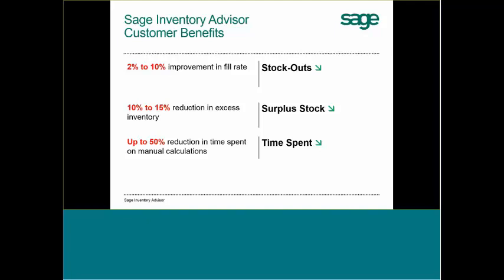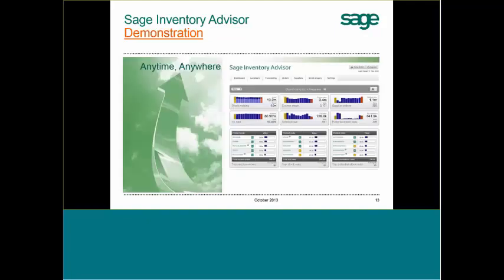And finally, roughly half of a planner's time is not necessarily spent making planning decisions, but just spent collecting the information to make planning decisions. And this will automate the process so that your planners can spend their time analyzing data instead of collecting data. And if you can impact any or all 3 of these benefits, the ROI against a monthly subscription can be quite impressive. So let me switch gears, and I'm going to pull up a live instance of Inventory Advisor and highlight a few of the things we just talked about.